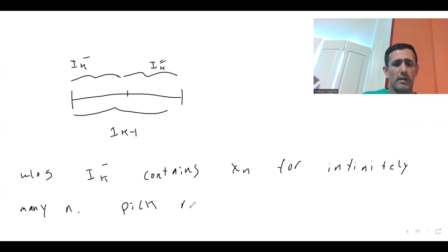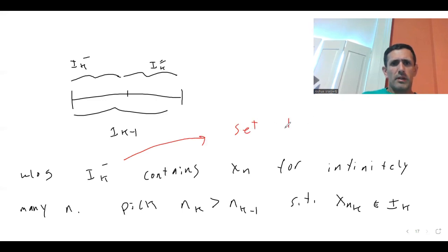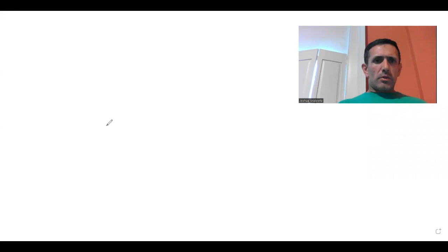So in particular, I can pick n_k bigger than n_{k-1}, where x_{n_k} is in I_k. I forgot a step here: let's set I_k to be I_k prime, just like before. I_k contains x_n for infinitely many n, so I can pick n_k as large as I want, where x_{n_k} is in I_k. All we needed is n_k bigger than n_{k-1}. Okay, so let's use the nested interval theorem.